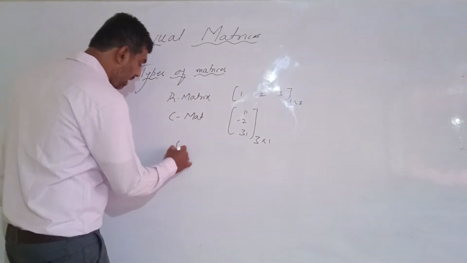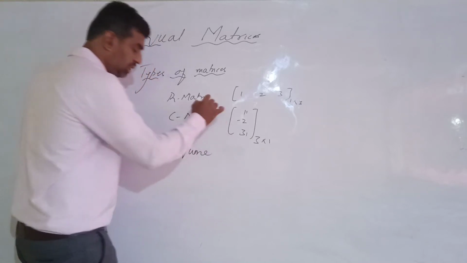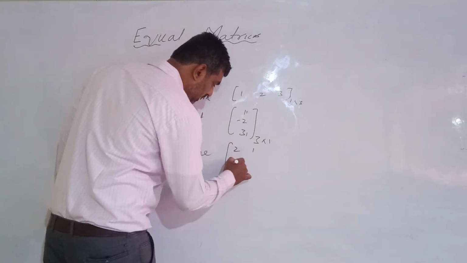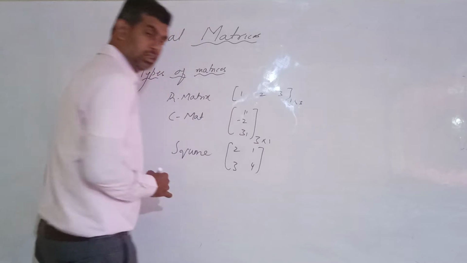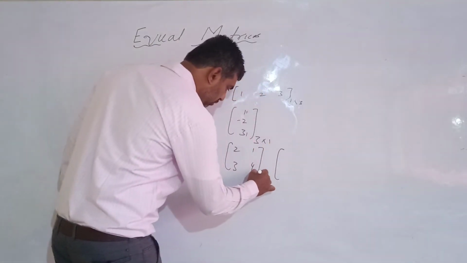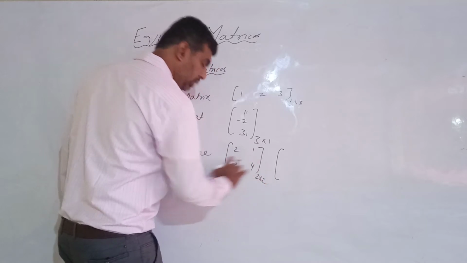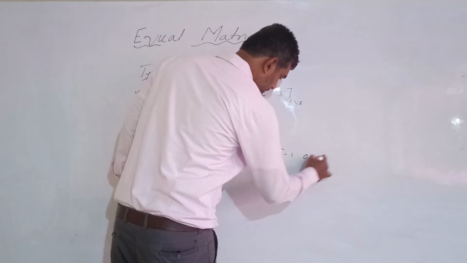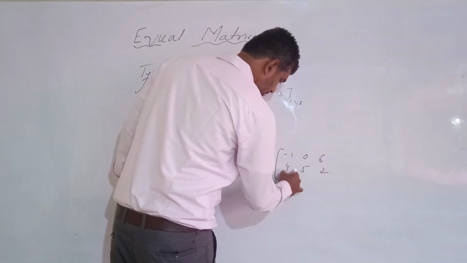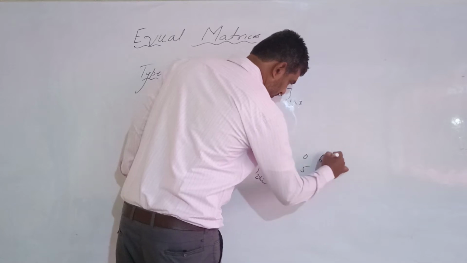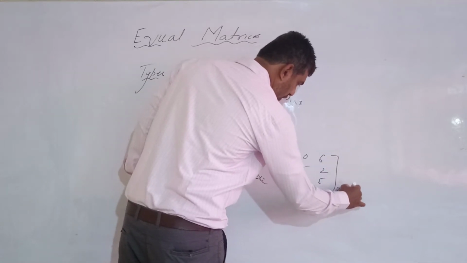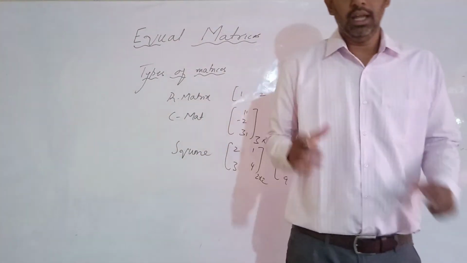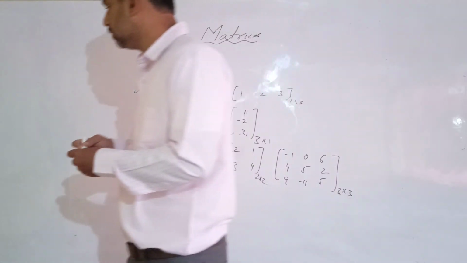We have seen square matrix. Very important. Square matrix: number of rows is equal to number of columns. 2 rows, 2 columns. Now see, how many rows? 3 rows. How many columns? 3 columns. Very important, it is a square matrix. A matrix in which the number of rows is equal to the number of columns.